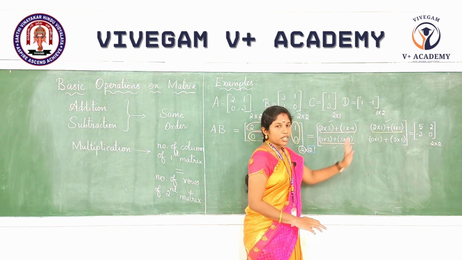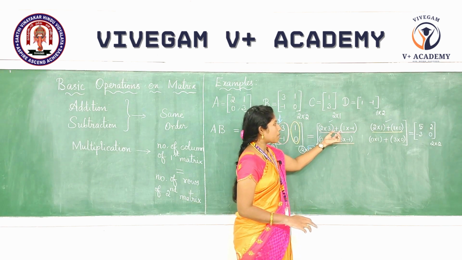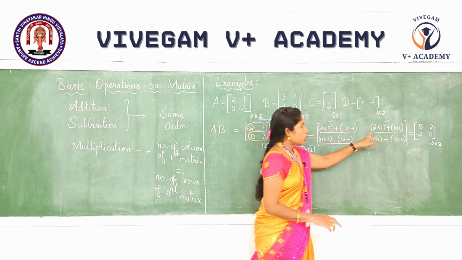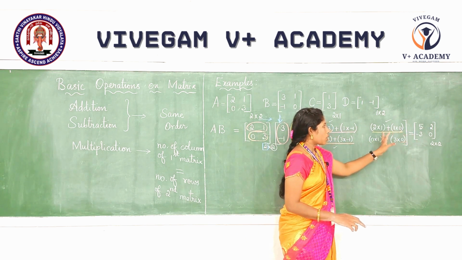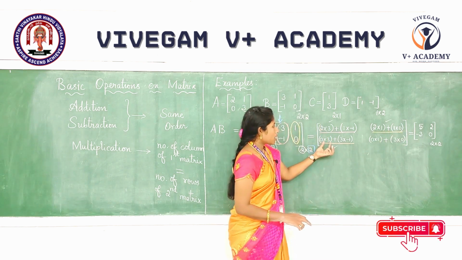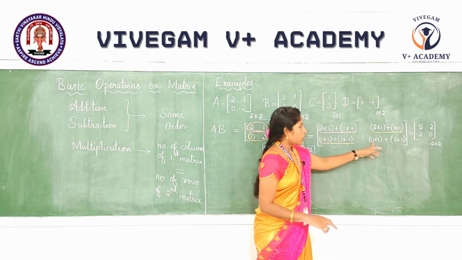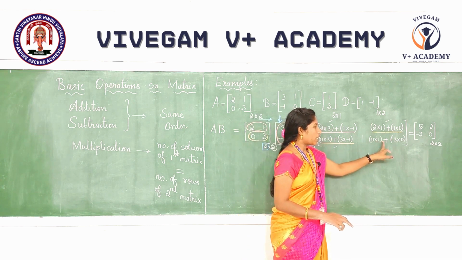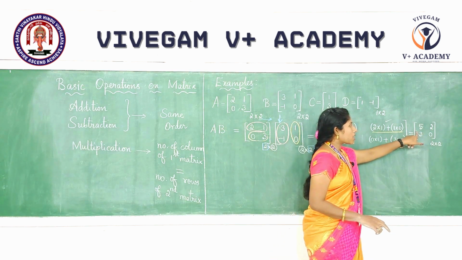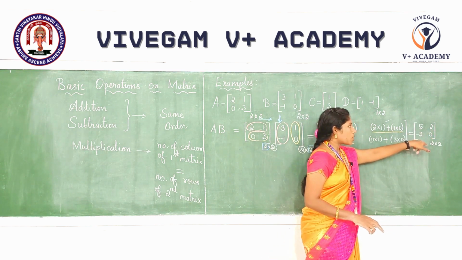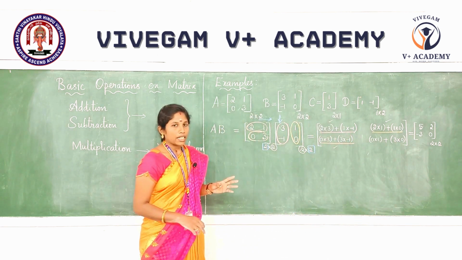Now you have to simplify the values. Here we get 2 threes are 6 plus minus 1 is 5. Next, 2 into 1 is 2 plus 1 into 0 is 0, so 2 alone we will get. Here 0 into 3 is 0 plus 3 into minus 1 is minus 3. 0 into any number is 0, so here also we get 0. 0 plus 0 is 0. Now what is the order of this matrix? The number of rows is 2 and columns is 2, so 2 cross 2. And you can check whether we have done the product correctly or not.